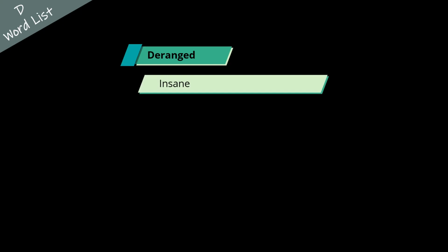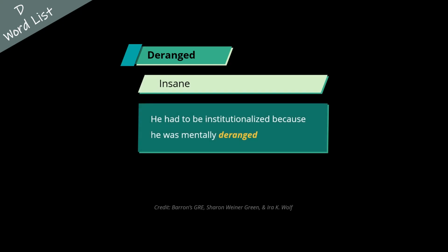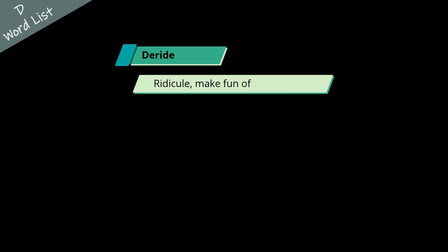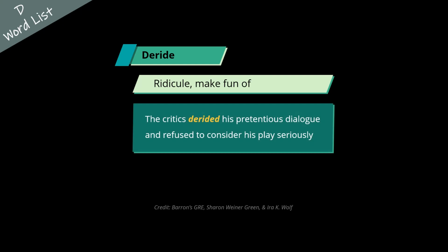Deranged means insane. For example, he had to be institutionalized because he was mentally deranged. Derelict means abandoned, negligent. For example, the derelict craft was a menace to navigation. Deride means ridicule, make fun of. For example, the critics derided his pretentious dialogue and refused to consider his plays seriously.